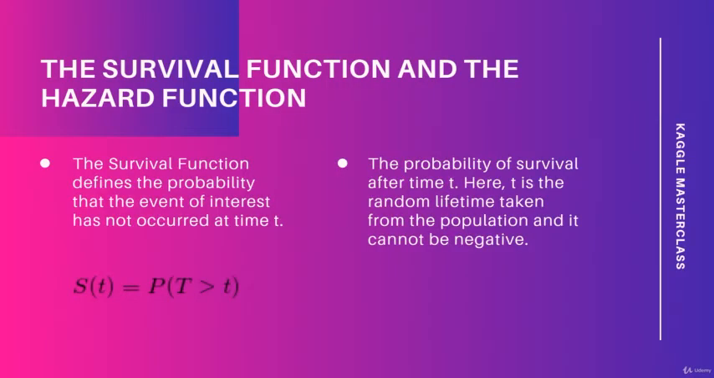The survival function defines the probability that the event of interest has not occurred at time t. It can also be interpreted as the probability of survival after time t. Here, t is the random lifetime taken from the population and it cannot be negative. Note that the survival function of time t is between 0 and 1, where 1 is inclusive, and it is a non-increasing function of time t.